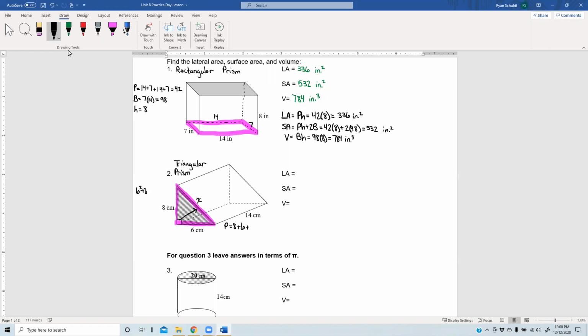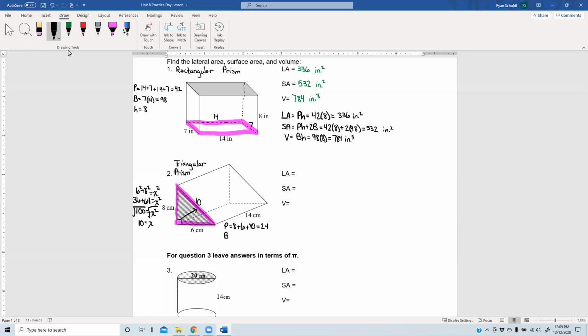6 squared plus 8 squared equals x squared. 6 squared is 36. 8 squared is 64. Combine those together, you get 100. Square root the 100, and we get 10. So this side over here is 10. Now I can get P. So 8 plus 6 plus 10. Add those together and we get 24.